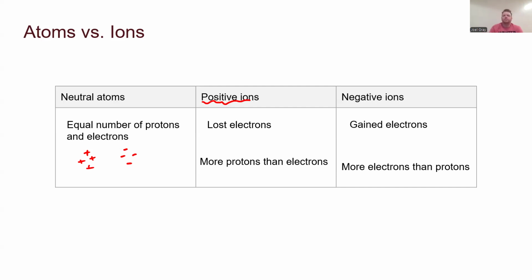So when you're thinking about atoms versus ions, you have two different types of ions, either positively or negatively charged ions. A positive ion loses electrons. It has more protons, positives, than electrons. A negative ion is going to gain electrons. It has more electrons than protons. These are both known as ions, so that word is present in both of these, but you just have to account for, is it a positive ion or a negative ion?